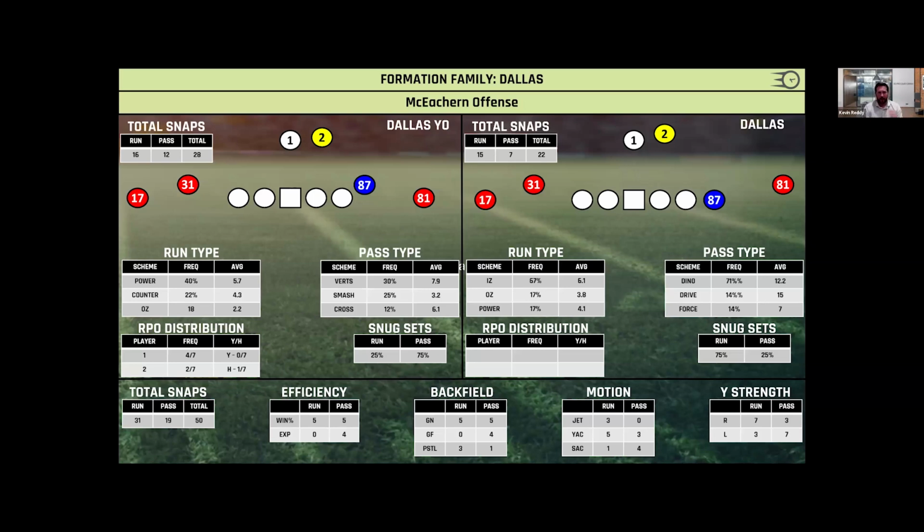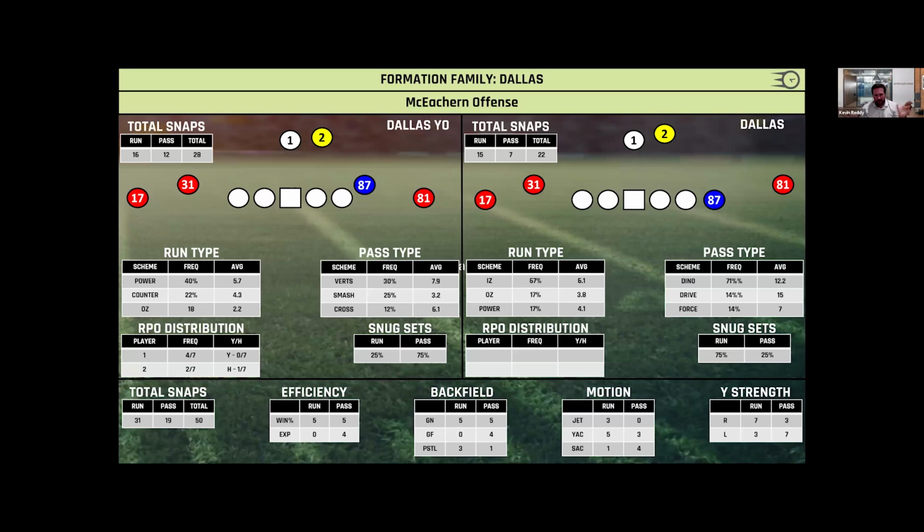Then we've got power and counter. So you know what? Out of this formation, backers, we need to do a really good job of being able to see B gap and those pullers. So having great vision. Those are the things that you're trying to teach these kids that you're looking at from this. So it seems like a lot, but narrow it and bring it down into exactly what they're trying to look at.